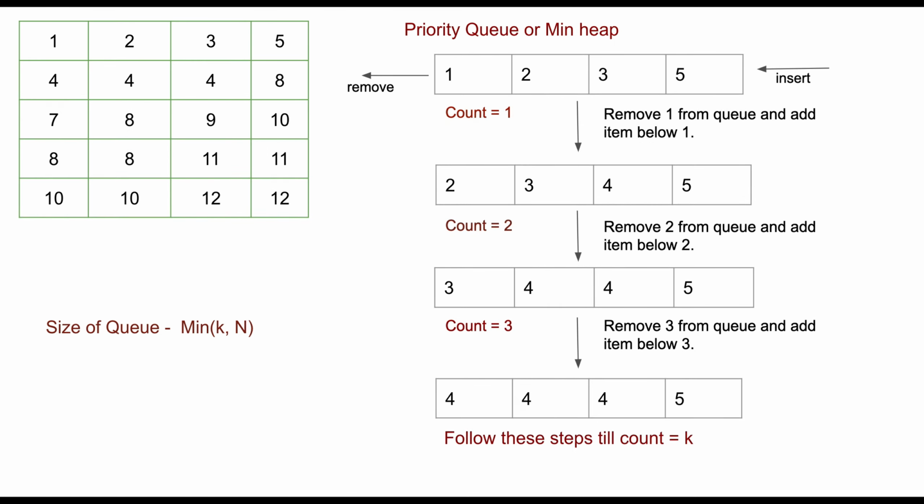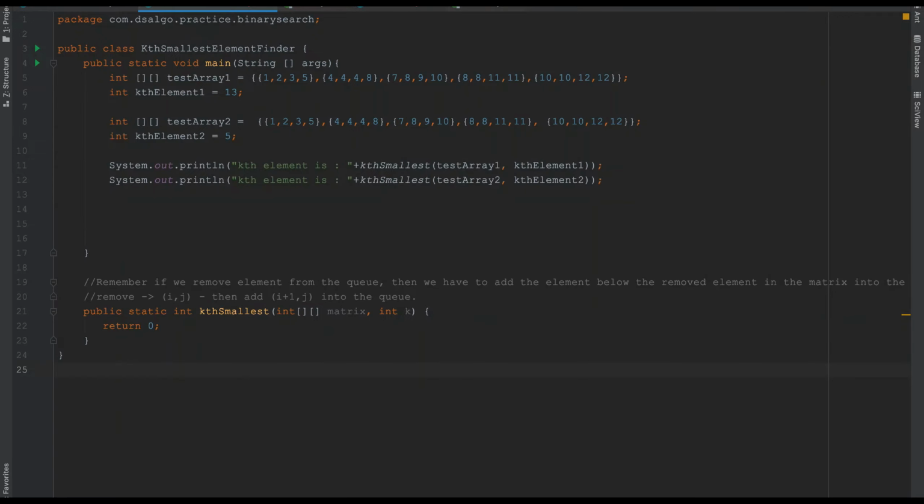Now let's jump into the code. I've created this class kth smallest element finder. It contains a main method which contains sample arrays against which we'll be testing our code. The main job here is to implement this kth smallest method. The thing that we have to remember here is that whenever we remove an element from the queue, we have to add the element below this removed element into the queue. So we have to pick the element in the matrix which was below this removed element and add it to the queue.